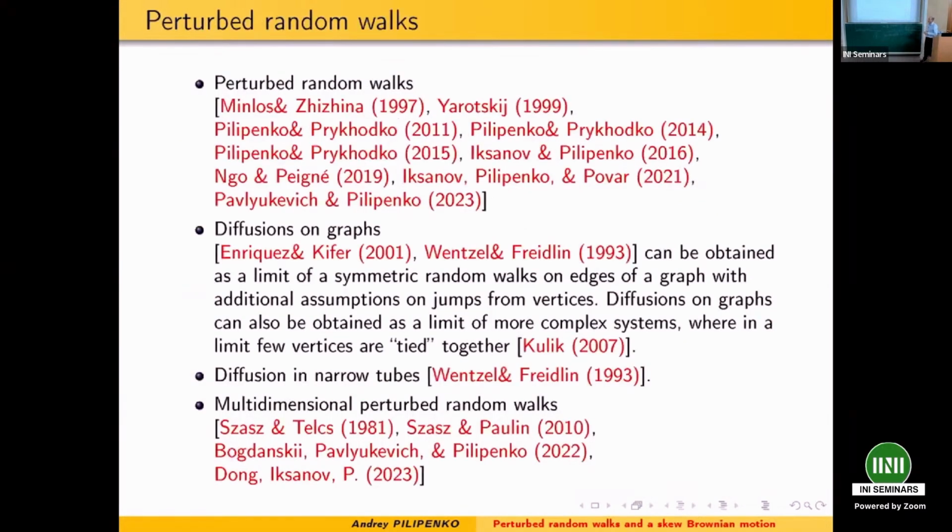And now a short review. So the first paper on this topic was a paper by Harrison and Shepp, and there are a lot of different approaches. For example, Minlos and Zhizhina, they used generators, and they proved that generators of random walk after some scaling converge in some sense to a generator of skew Brownian motion.